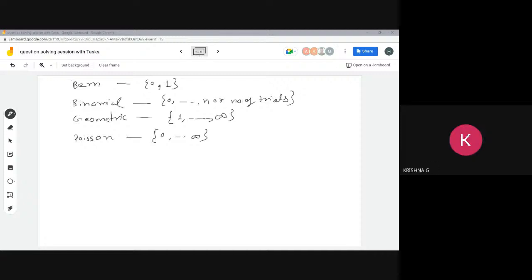And one more thing, sir. Will the formulas be given for all these four? Yes, this formula sheet will be provided to you for every quiz. Yes, thank you, sir. I'm happy to focus on this for now. Any other questions?